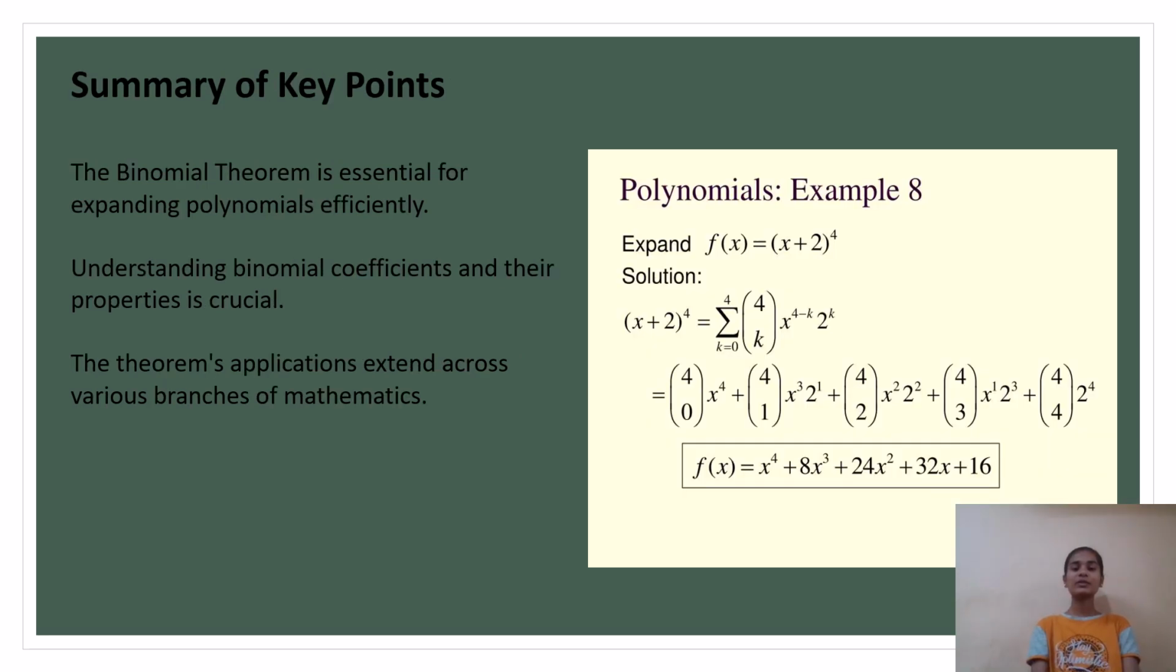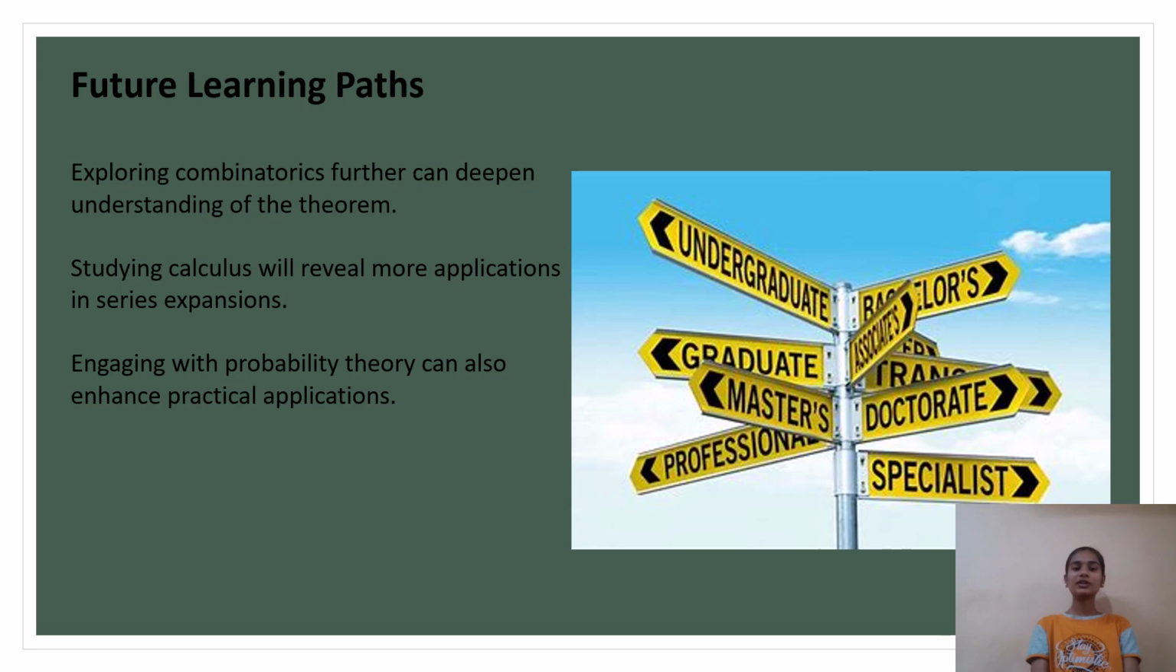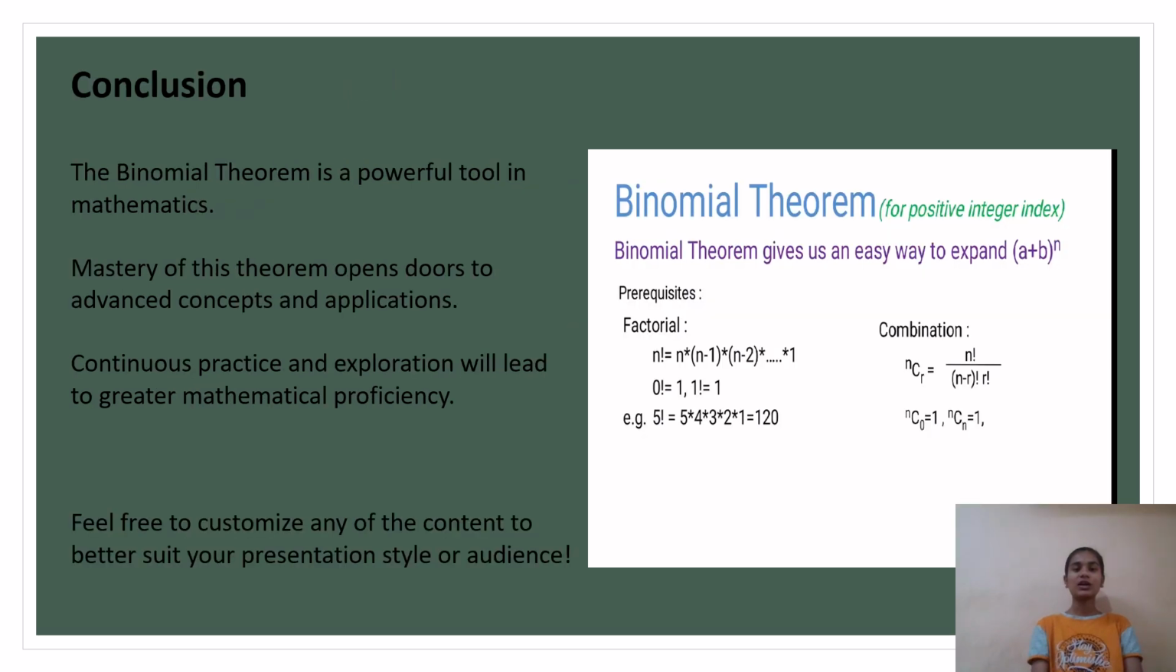Summary of key points. The binomial theorem is essential for expanding polynomials efficiently. Understanding the binomial coefficients and their properties is crucial. The theorem's applications extend across various branches of mathematics. Future learning path. Exploring combinatorics further can deepen the understanding of the theorem. Studying calculus will reveal more applications in series expansion. Engaging with probability theory can also enhance practical application.